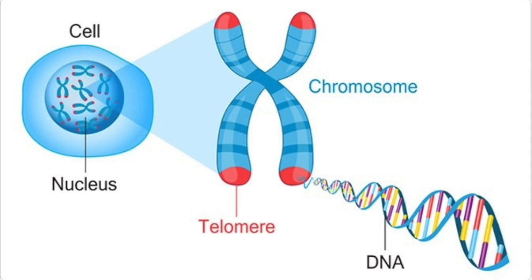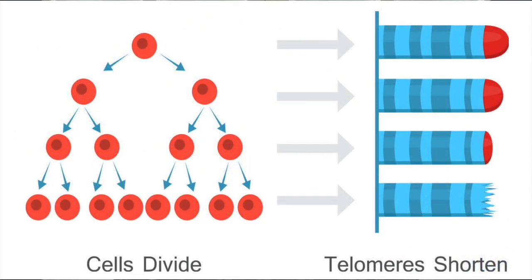The tip of each chromosome contains a protein coating referred to as a telomere, which protects the DNA, much like how the end of a shoelace protects the lace from fraying. Telomeres gradually get shorter over time, which is part of the normal aging process.